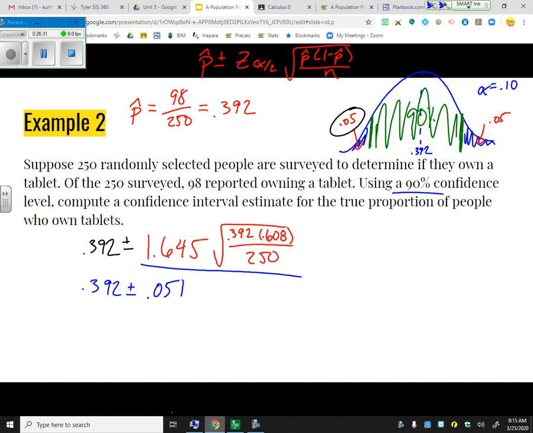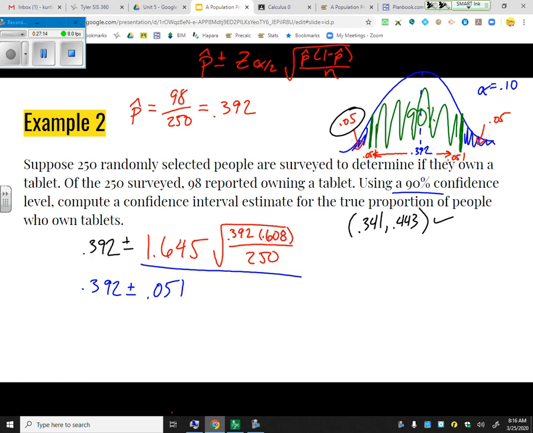Okay. So back up here to my curve, that means I'm willing to go 0.051 out this way, and I'm willing to go 0.051 out this way to get my new numbers. And so those numbers would be, let's do 0.392 minus 0.051, 0.341. I can do 0.392 plus 0.051. That brings me up to 0.443. Good. There's the confidence interval.